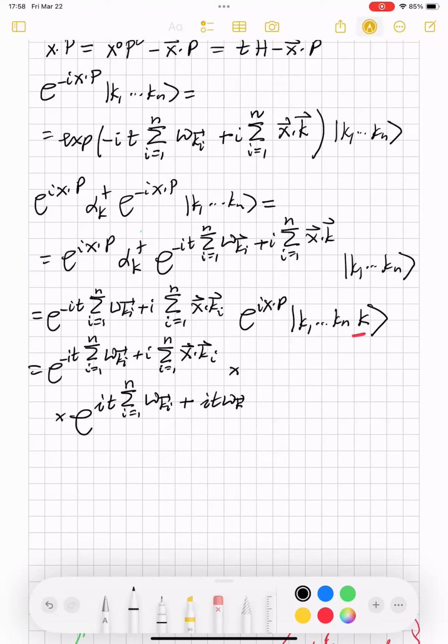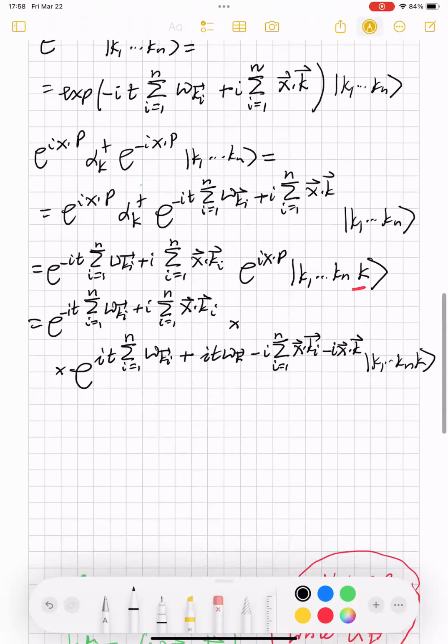Then from the momenta, we have minus i sum from i equals 1 up to n of x dot ki. And then we have minus i x dot k for the extra particle that was added. And this is now all multiplying the state ket k1 to kn with k added. Now notice something. In the exponent, this minus it term will cancel against this it term. These are all just numbers, so you can multiply them as usual. And this ix dot ki term cancels against this.